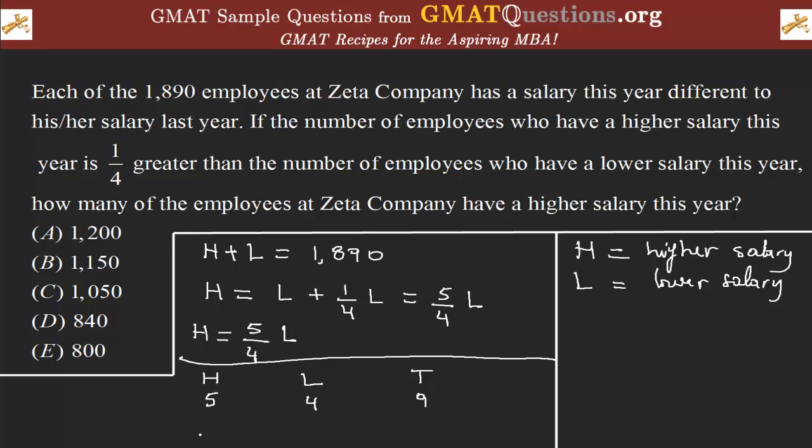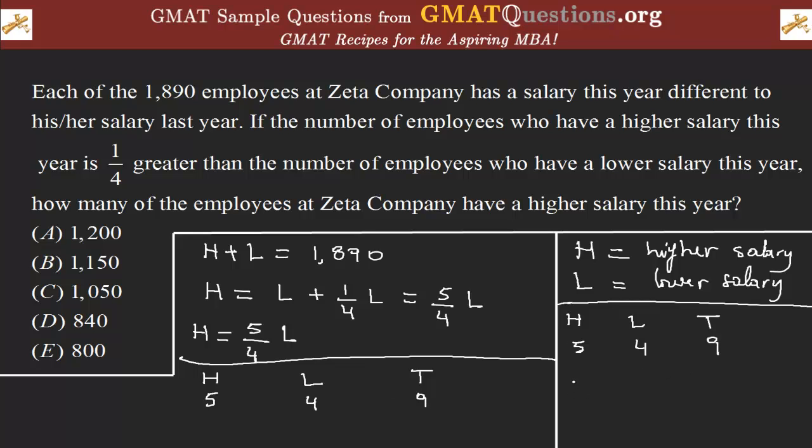Now, look at it. Looks like I'm going to run out of space here. So what I'm going to do is just do this on the right side. So I'm going to repeat it there. I'm going to put H, L, and total. So we're going to have 5, 4, and 9. I hope you'll agree. If you understand a little bit the notion of ratios, this is going to help you. Why did I put 9 here? It's the total ratio. It's 5 plus 4.